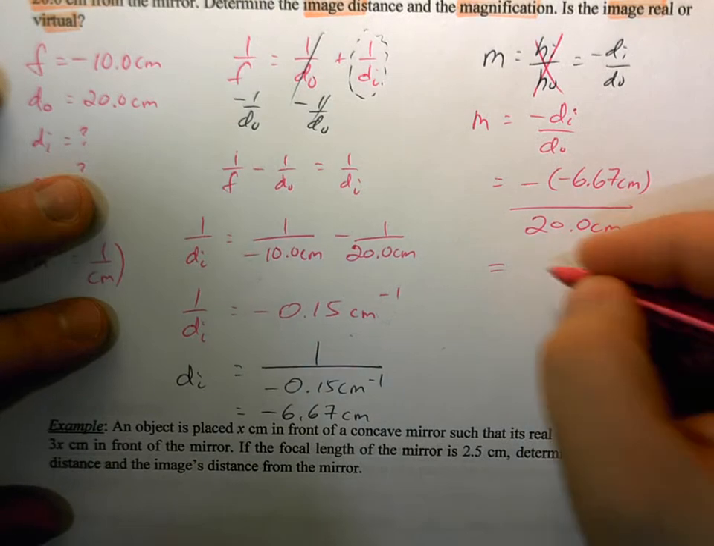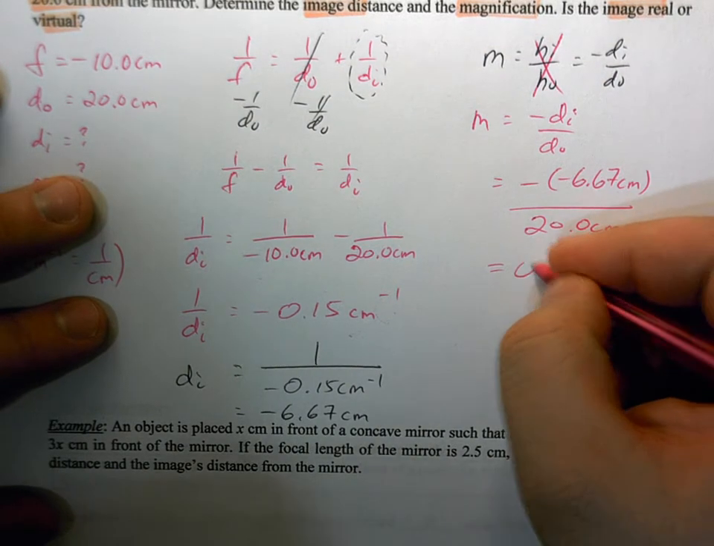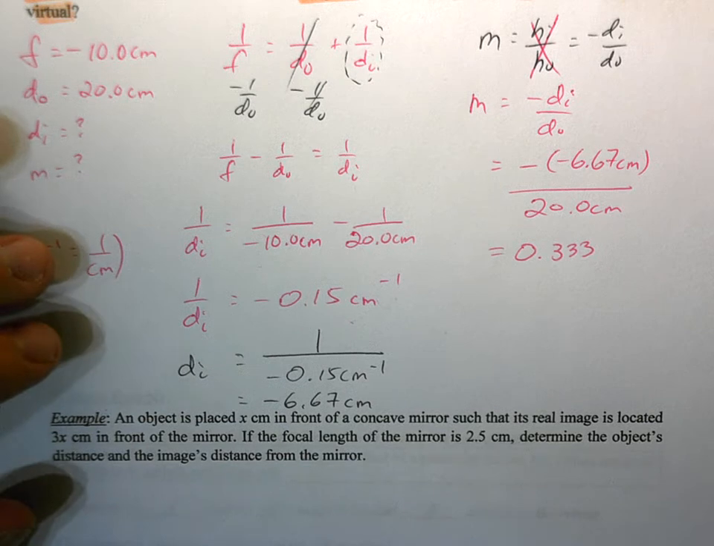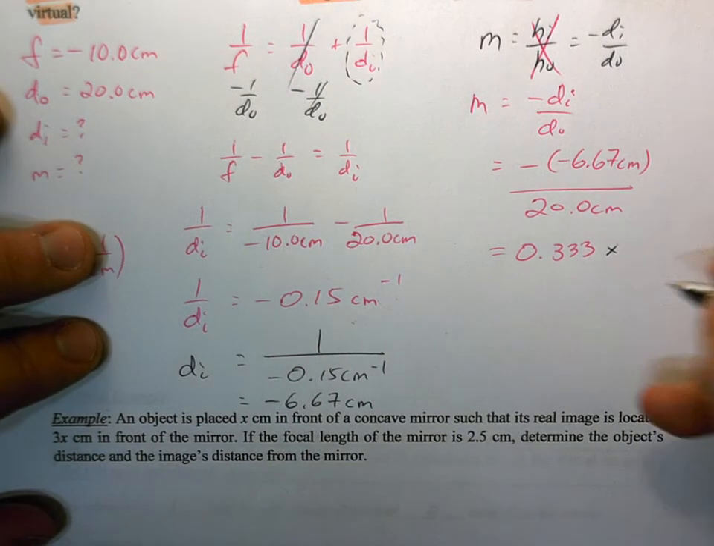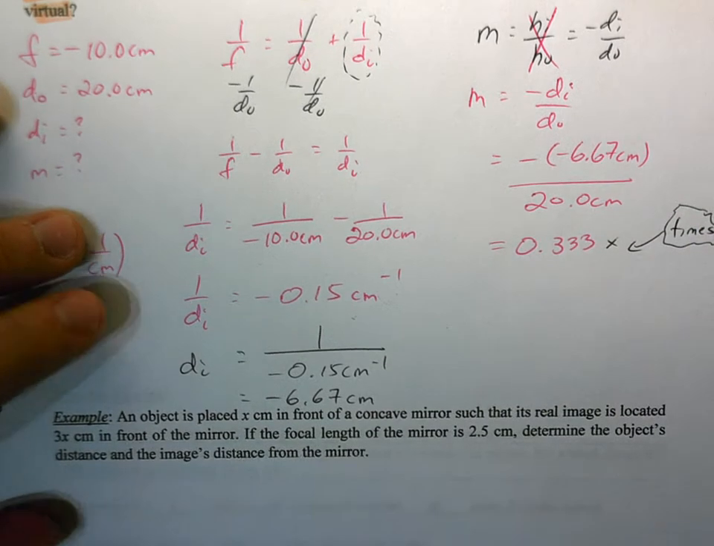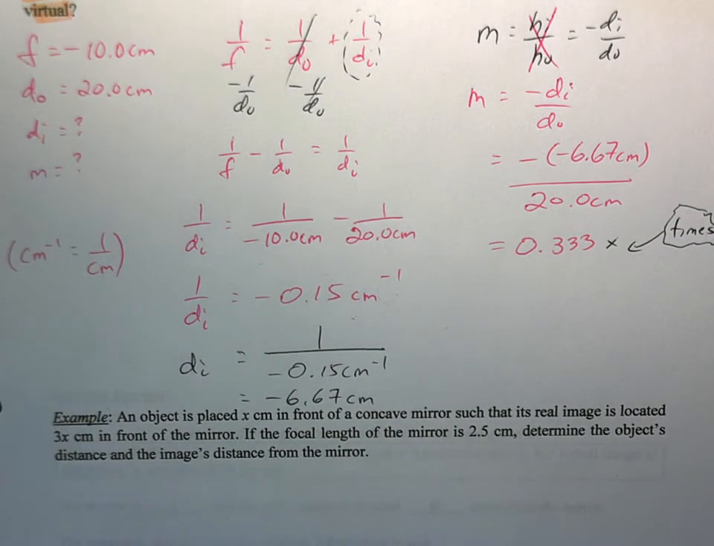So what we're going to get is about a positive 0.333. Now you may see people put the little x here, for times. You don't put that, not a big deal. But basically what this is trying to tell you is a magnification of 0.333. The image is 0.333 times the size of the object. So it's about a third smaller.